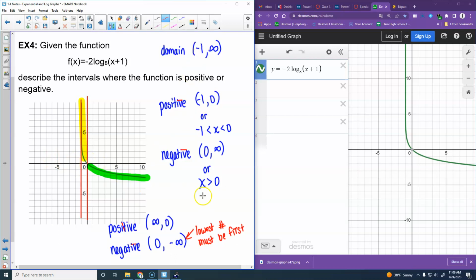Also, your domain can help. This can't go below -1. So you can't go to infinity or negative infinity over here on the left-hand side because the function stops at -1. Notice these two pieces from -1 to 0 and 0 to infinity. If I put them together, it gives me -1 to infinity, which is my domain. There. Does this make sense? Okay. All right, let's move on.